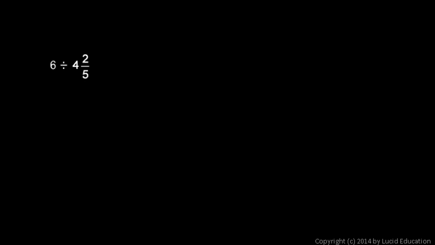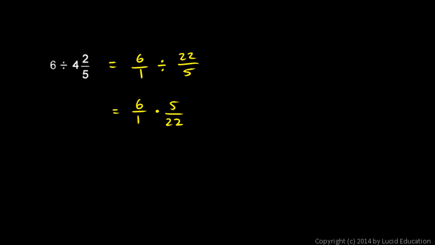In this example, 6 divided by 4 2/5, I'll change the 6 to a 6/1, and that will be divided by 4 2/5, which can be written like this. 5 times 4 is 20, plus 2 is 22. So 22/5. And this division problem can be rewritten as a multiplication problem. Instead of dividing by 22/5, I'm multiplying by 5/22.